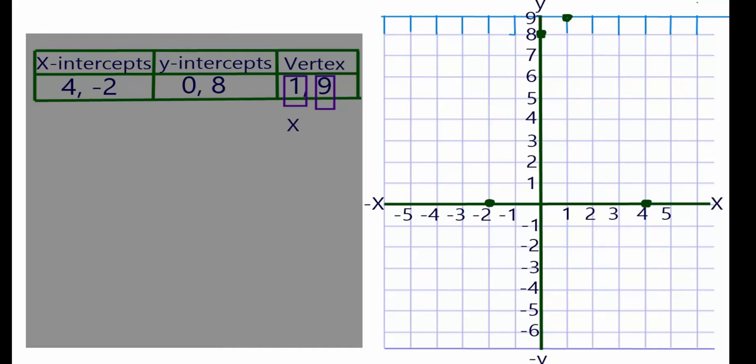We can start plotting the graph by plotting the points and drawing a curve here and here. Then extend using a straight line which connects to the x-intercepts. We can extend.